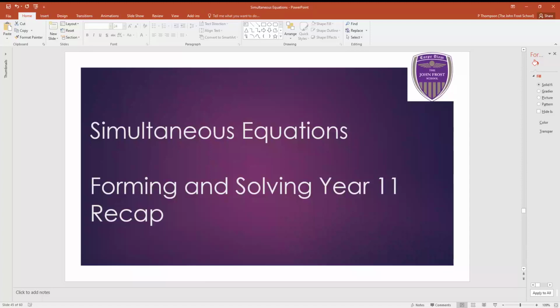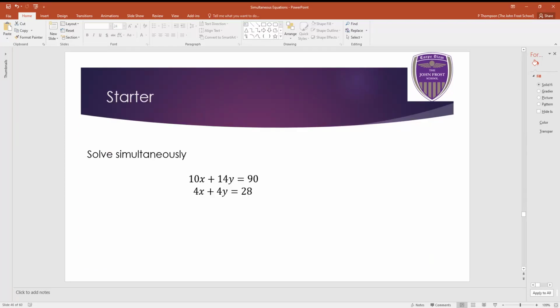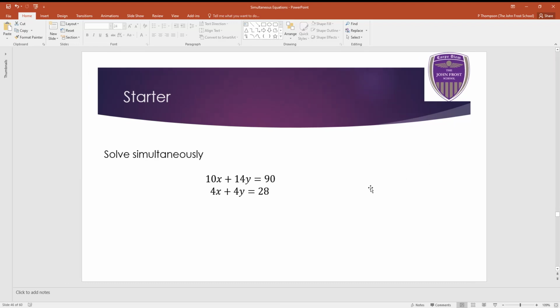Welcome then to this lesson on forming and solving simultaneous equations. Here's the starter. So pause this, have a go, and come back when you're ready. Okay, welcome back. Here we go then.